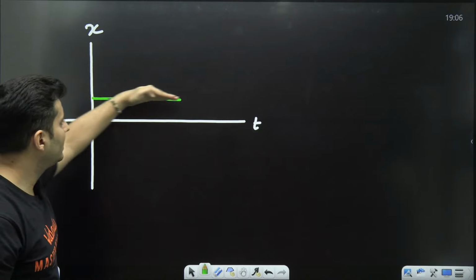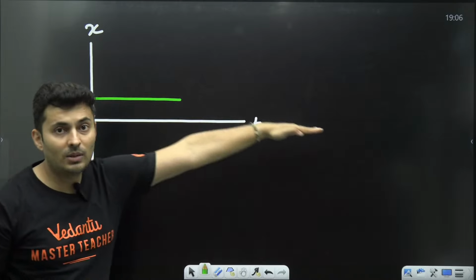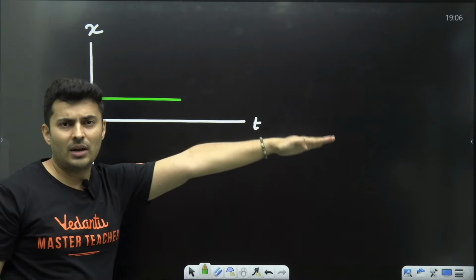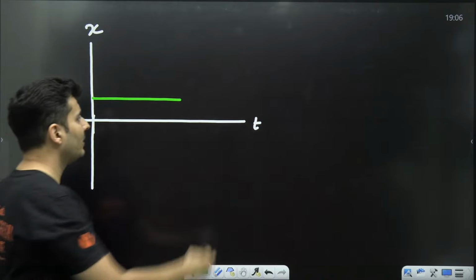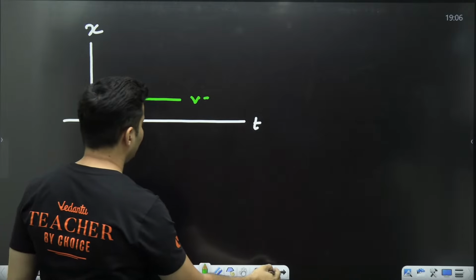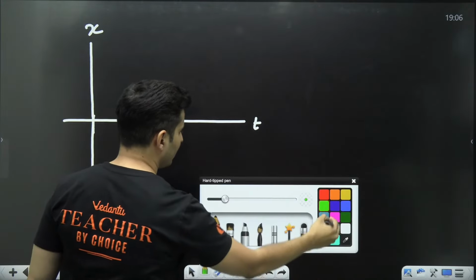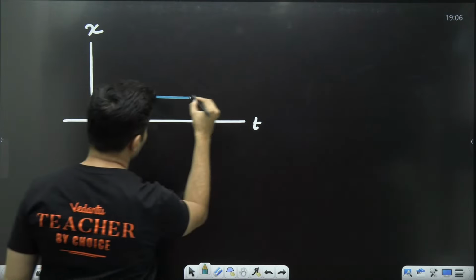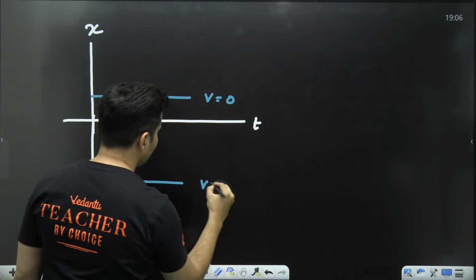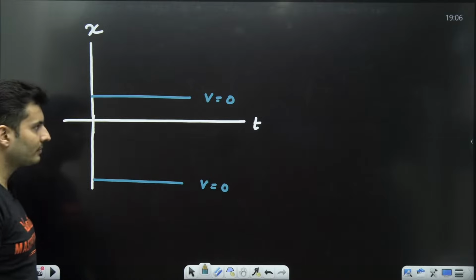See, if I draw a tangent to position time, the tangent will be parallel to the horizontal line, so there is no angle made. So tan of 0 is 0 degree. So basically, this just means velocity is just 0. Is that right? So if I draw a horizontal line like this, that's it. It just means my velocity is 0. Same thing, if I show the graph here, this also means my velocity is 0.